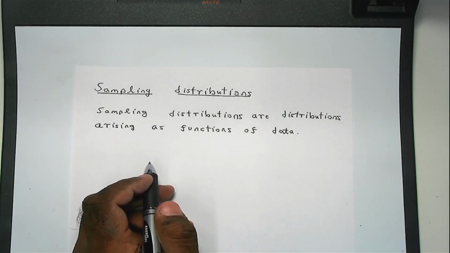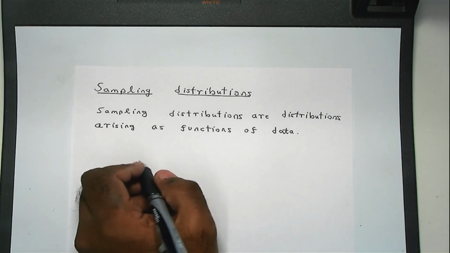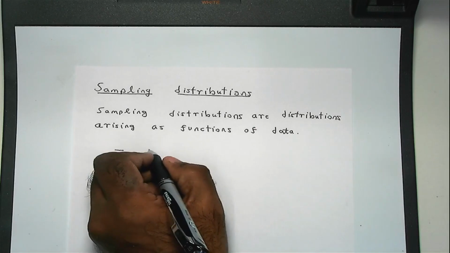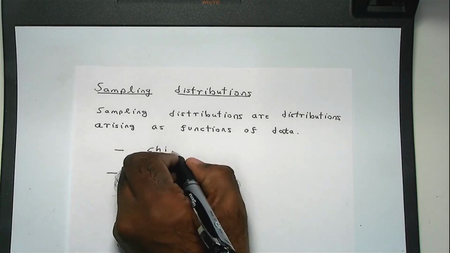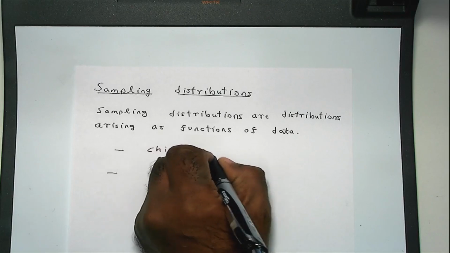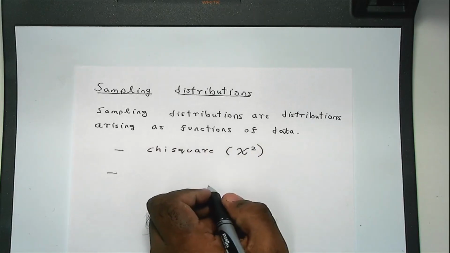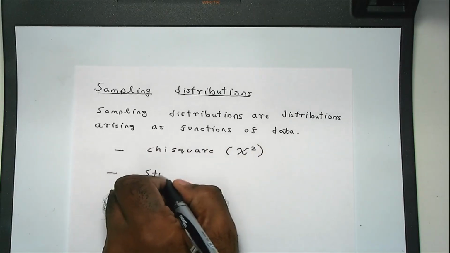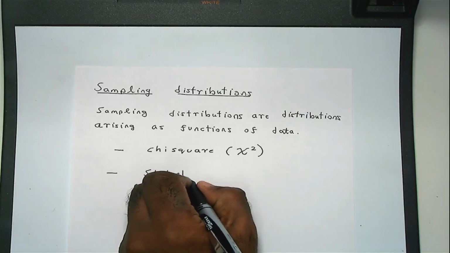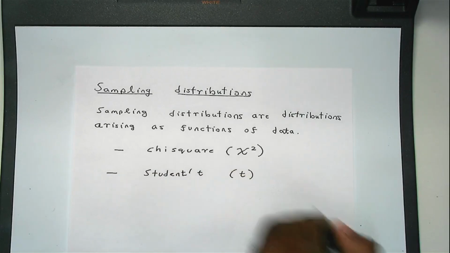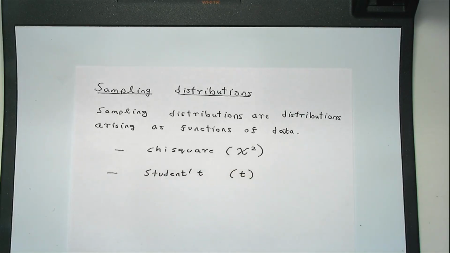And in this course, I will talk about two such distributions. The first one is known as the chi-square, and is denoted by this Greek letter chi. The second one is known as the student's t, and is denoted by little t, right? In this video I will talk about the chi-square distribution, and in the next video I will talk about the student's t distribution. Okay.